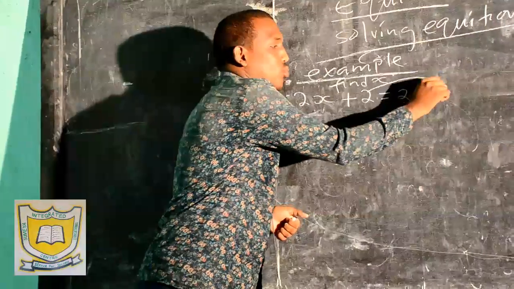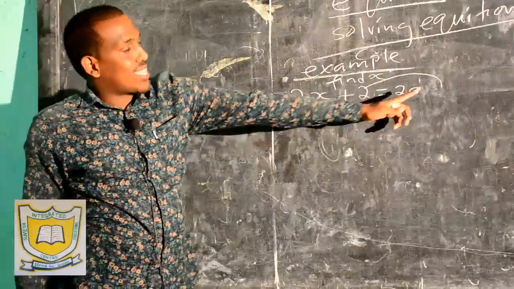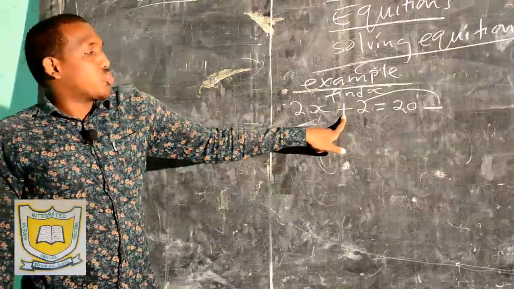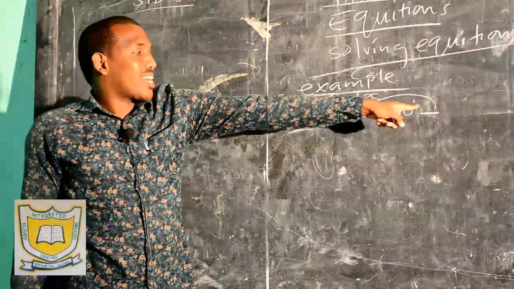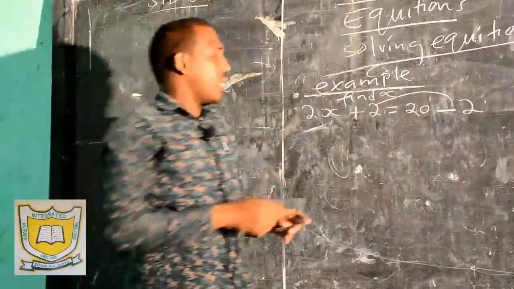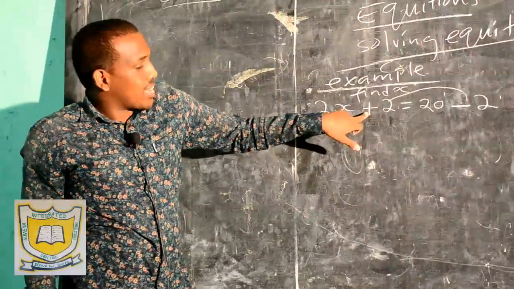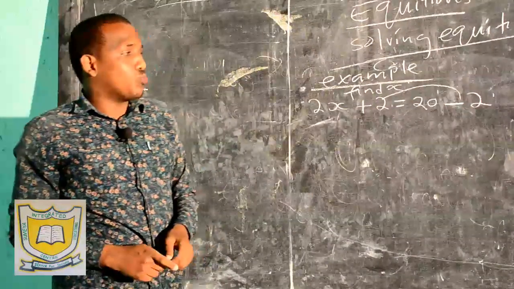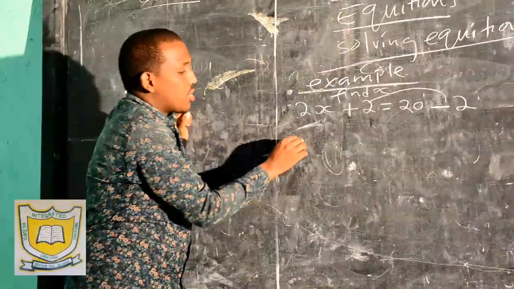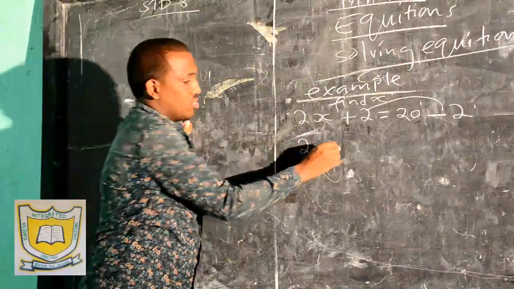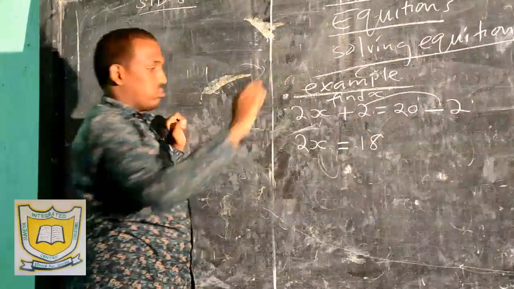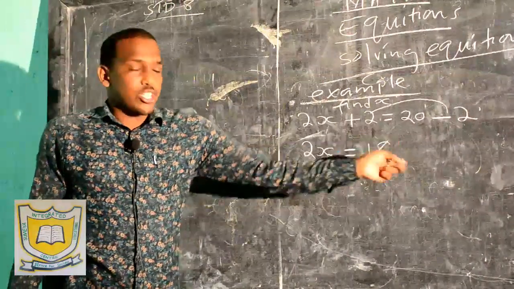So this 2 will move to the other side. If the 2 moves to the other side, it will become negative. Why? Because here it is positive. When it crosses to the other side of the equal sign, the sign will change. So it will become minus 2. If it had been minus here, it would have become positive. When it crosses to the other side, it will become the opposite, vice versa, the sign will change. So now, since this one has migrated, here remains 2x is equal to 20 minus 2, we subtract, we get 18. So here we have 2x is equal to 18.